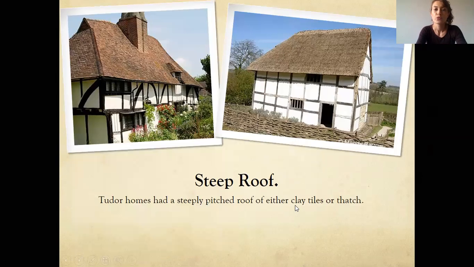Steep roof, which means the roof was like this. Tudor homes had a steeply pitched roof of either clay tiles or thatch. So as we can see here, this is the way that the Tudor houses were built, and the roof was like this.